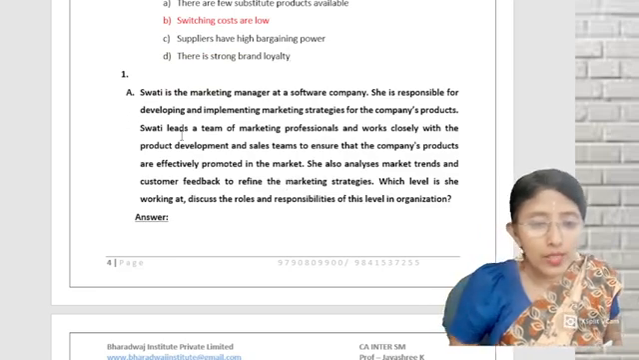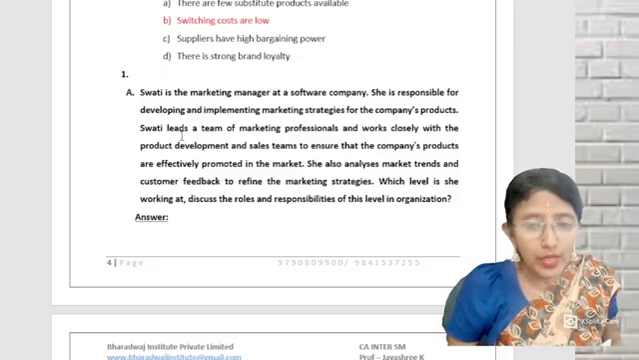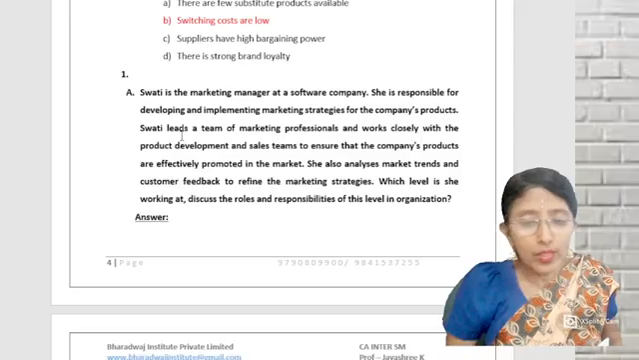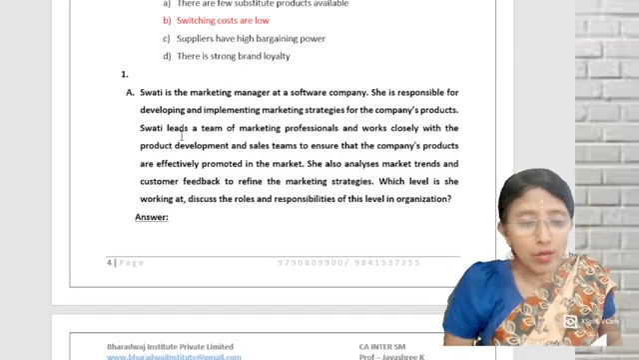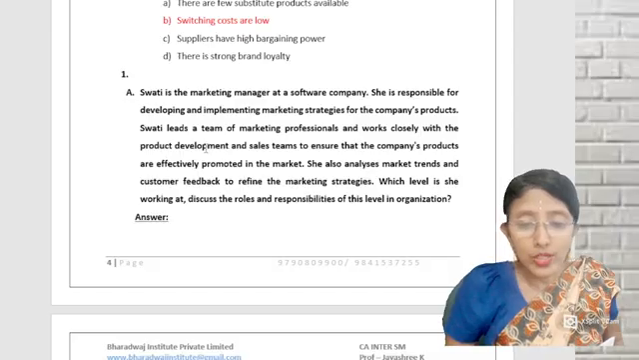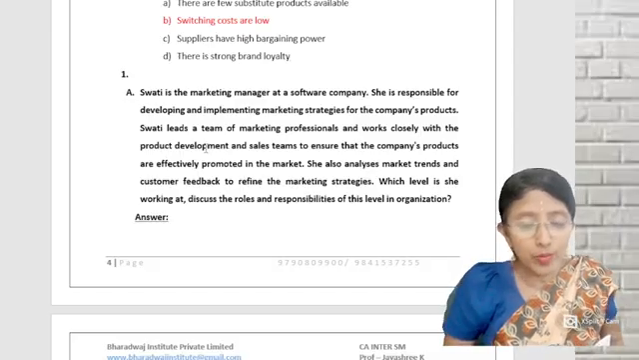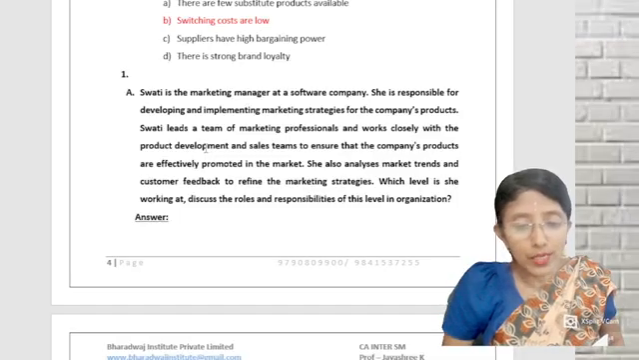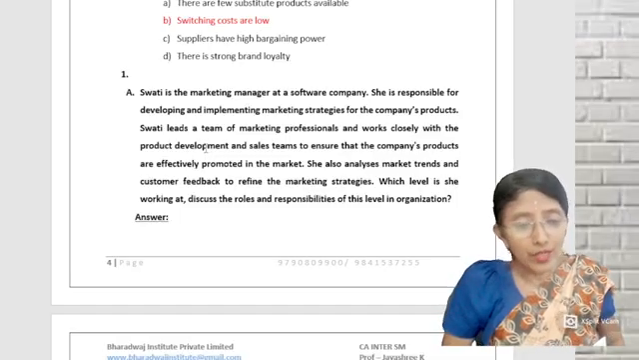Okay. Swati is a marketing manager at a software company. She is responsible for developing and implementing marketing strategies for the company's products. Swati leads a team of marketing professionals and works closely with the product development and sales teams to ensure that the company's products are effectively promoted in the market. She also analyzes market trends and customer feedback to refine the marketing strategies. Which level is she working at? Discuss the roles and responsibilities of this level in an organization.